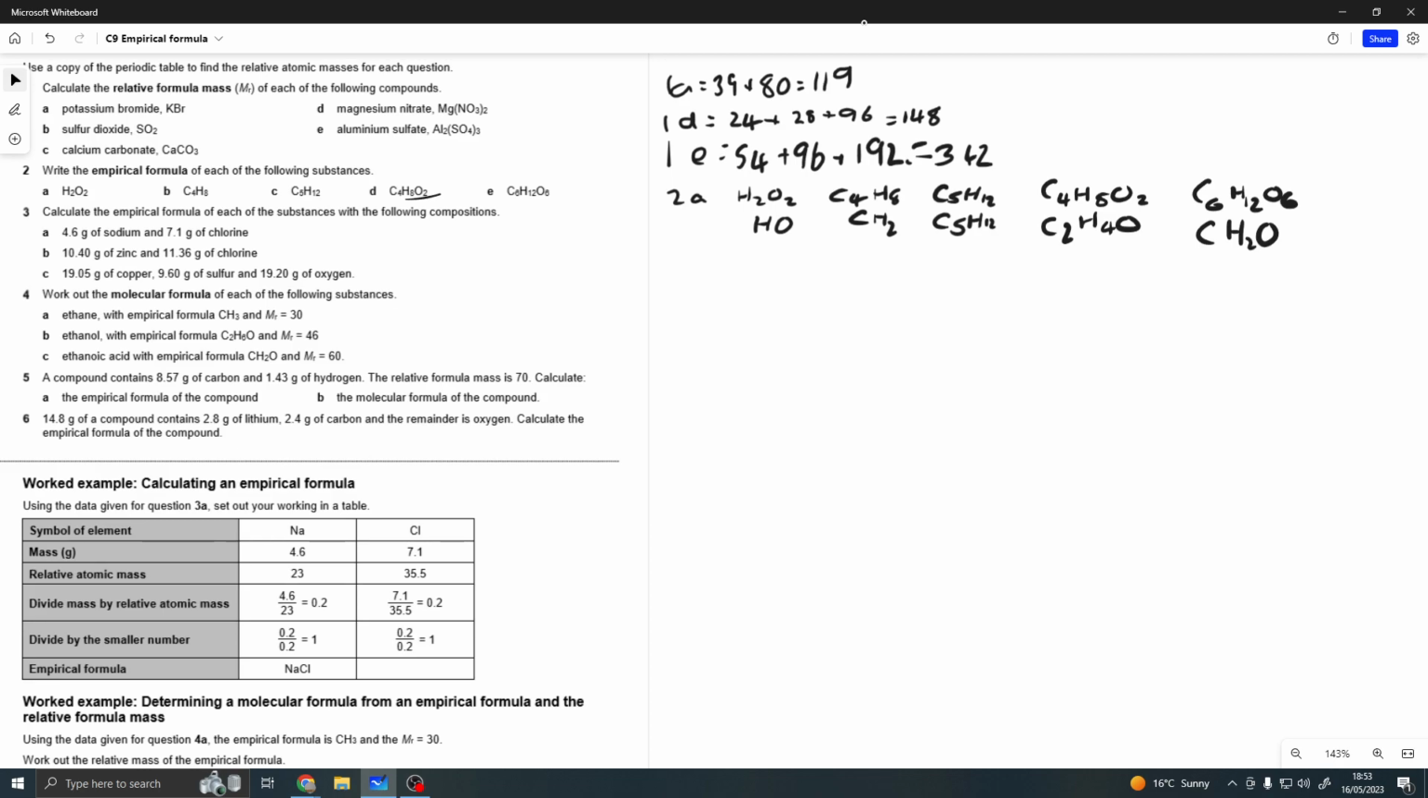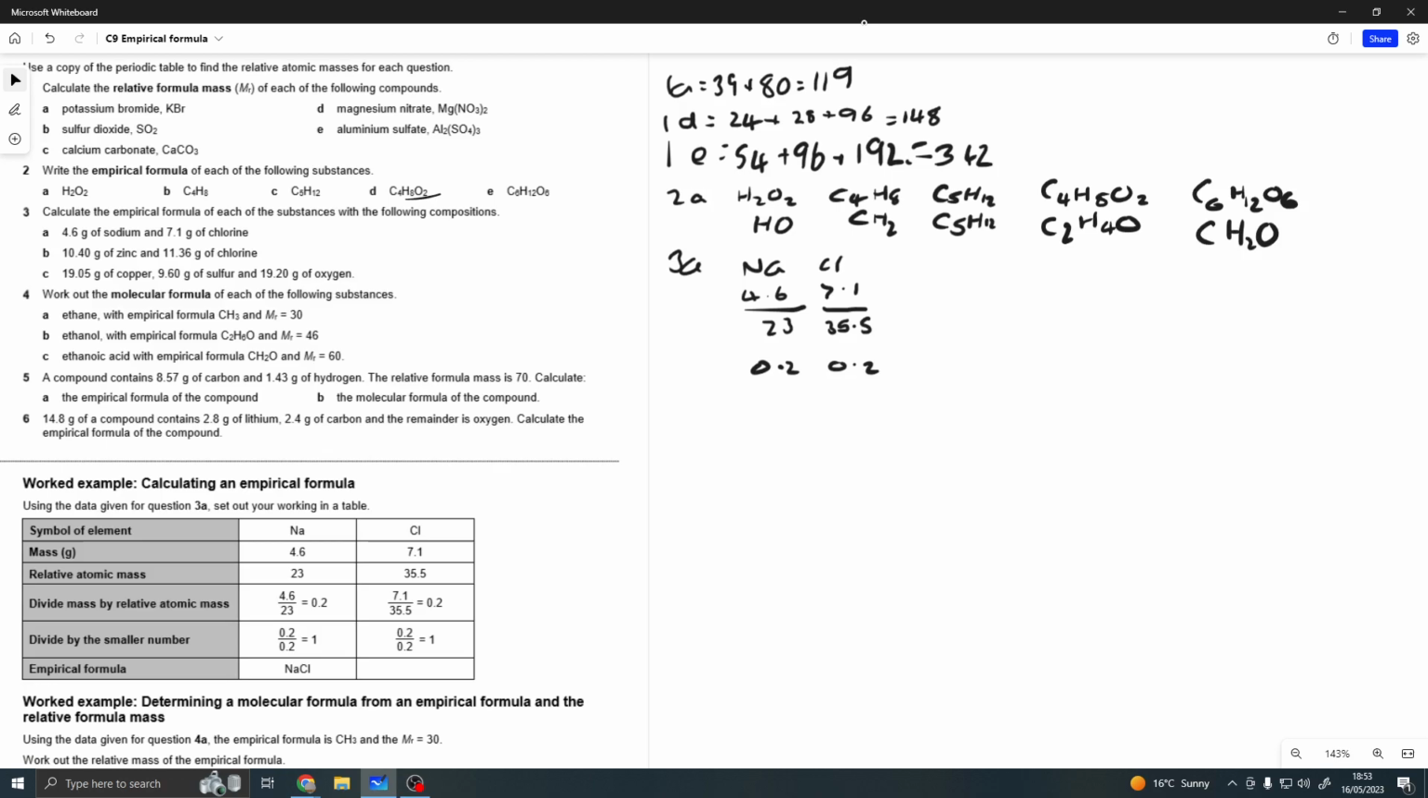Now, we now have a slightly more challenging problem of working out empirical formula from masses. Let's get stuck into this. So, first of all, we have a bit of sodium. In fact, we have 4.6 grams of this, and we have some chlorine, and we have 7.1 grams of this. Now, first thing we need to do is divide these by the AR from the periodic table. Okay, we tap these into the calculator. 4.6 divided by 23 is 0.2. And 7.1 divided by 35.5 is also 0.2.